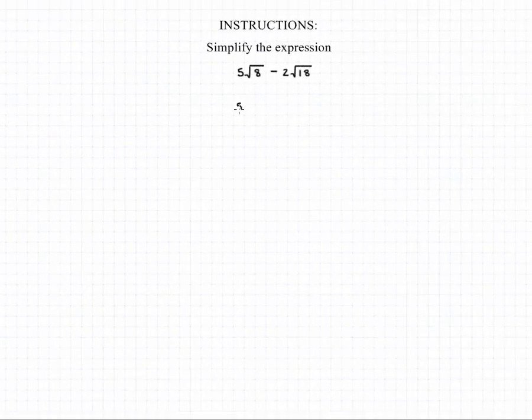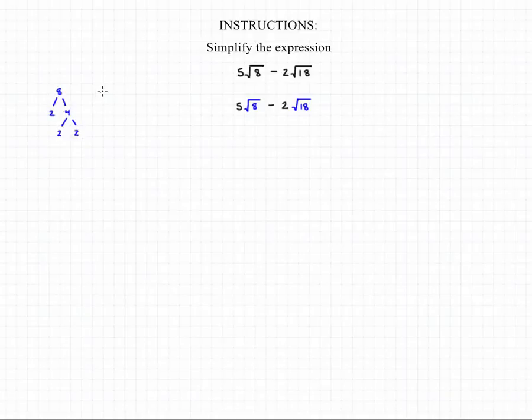In order to subtract two terms that both contain radicals, we need to make sure that both radicals are the same type and have the same radicand. In this question, we have the same type of radical, we have a square root, but we don't have the same radicand, we have 8 and 18.